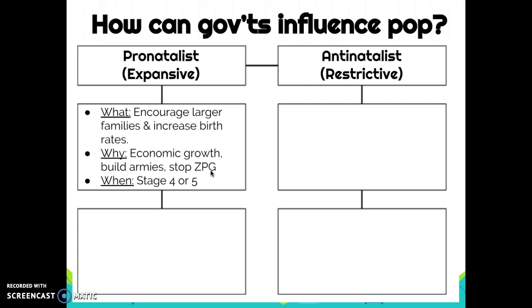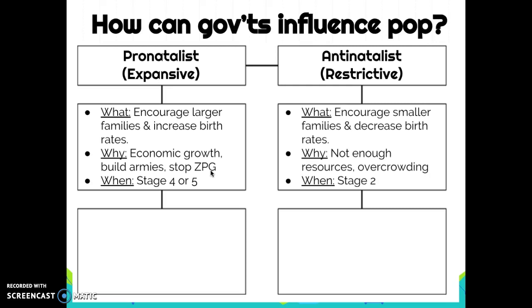Also, it can be good for economic growth. And some countries, it may seem wild, but they think really far in the future and think the more children we can have, the better army we can have, right? So this is actually one of the reasons why a pro-natalist policy might be enacted.